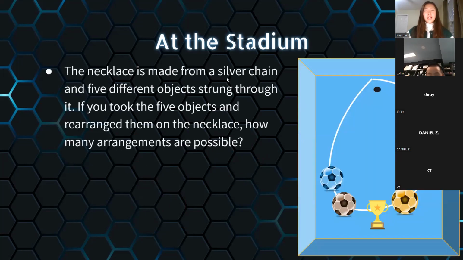Okay, so the necklace is made from a silver chain and 5 different objects strung through it. So if you took the 5 objects and rearranged them on the necklace, how many arrangements are possible? So this is another type of problem called a bracelet problem, and you're going to see this on MathCounts and stuff. So I see a couple of 24s. Okay.